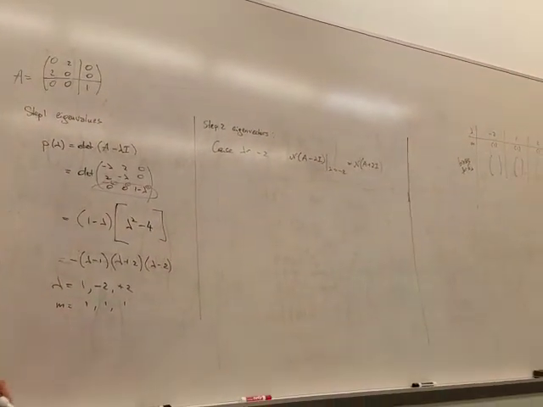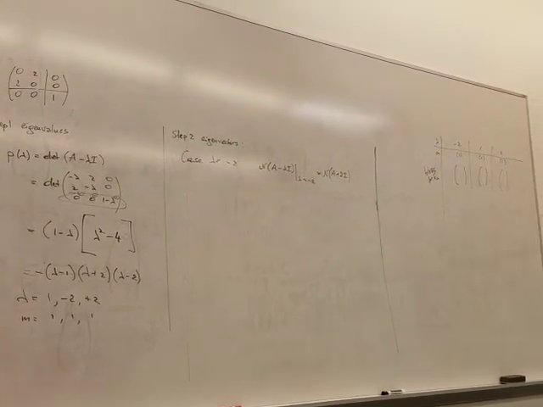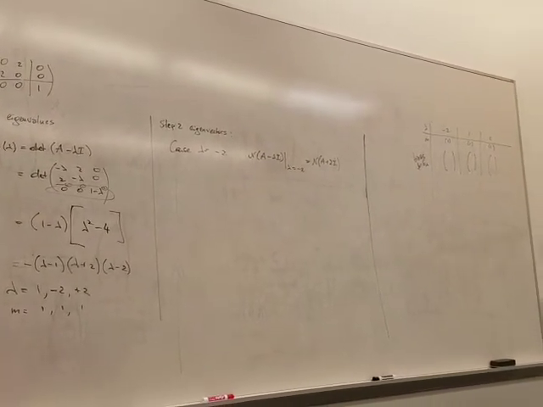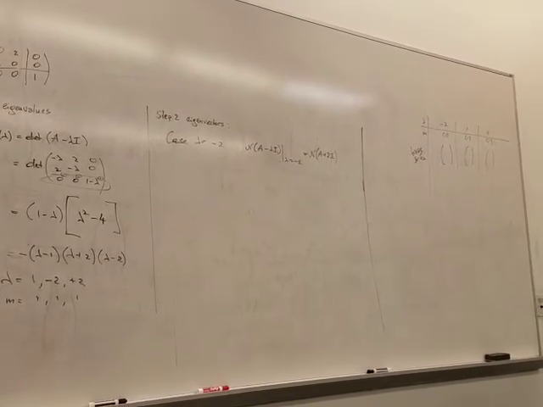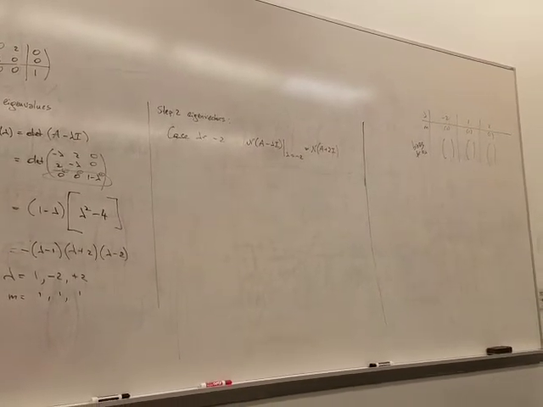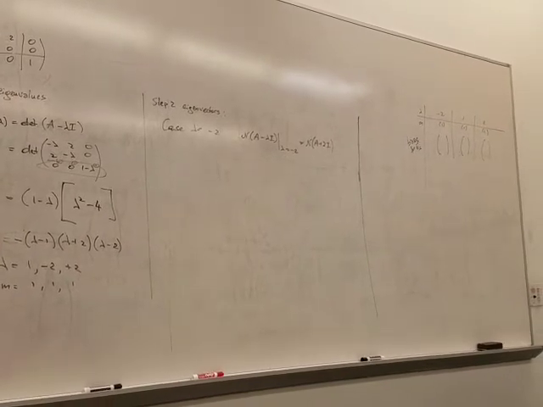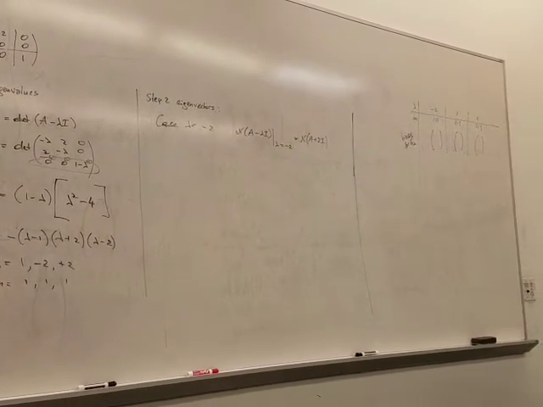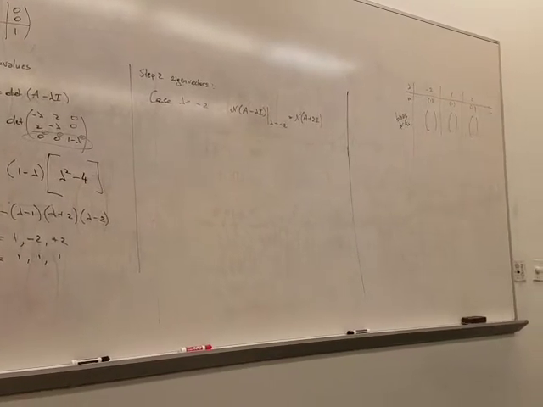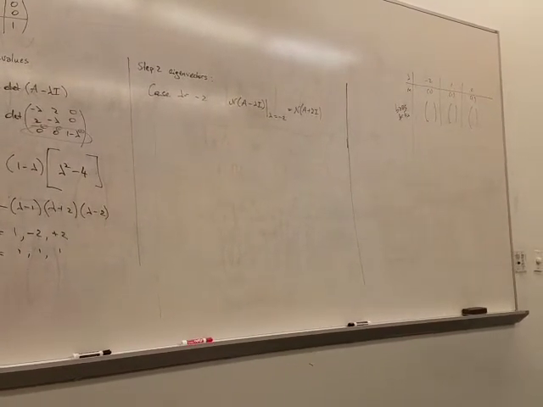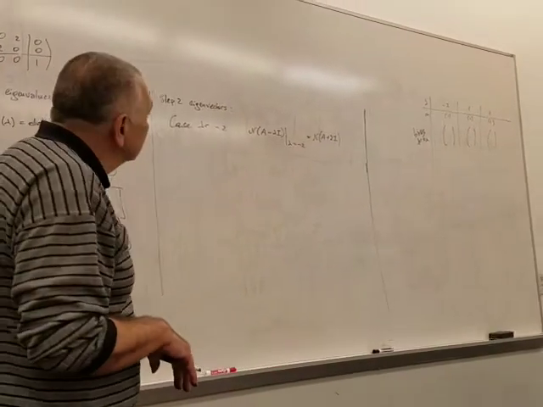If I didn't, if I mistakenly took A minus 2I and 2 were not an eigenvalue, what would happen as you do the computation? You wouldn't have a missing pivot. So it's at that point that you would know that, hey, wait a sec, maybe I made a mistake. Lambda?